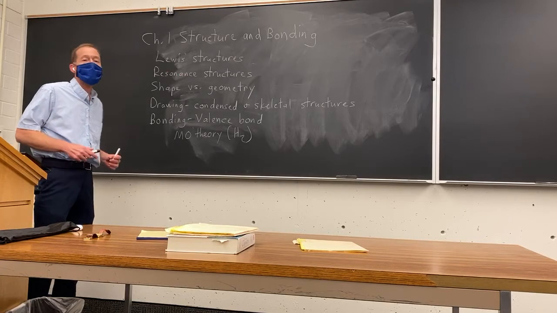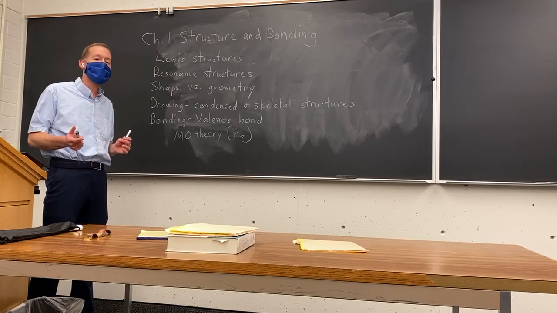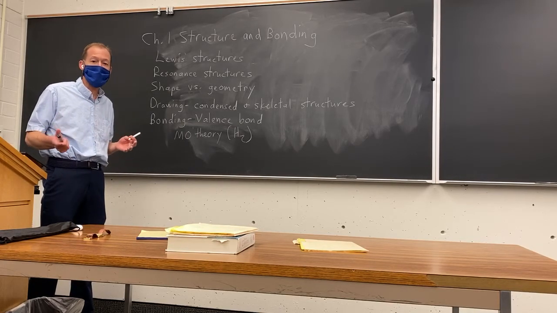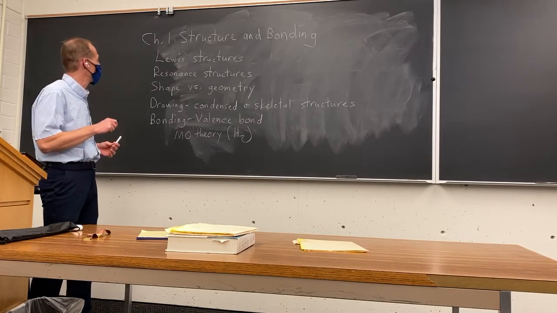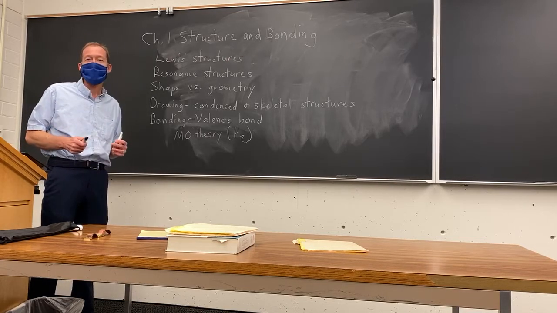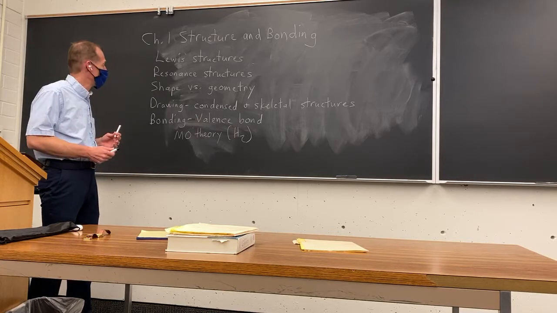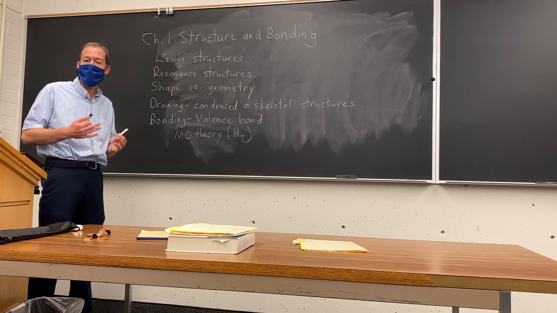Chapter 1 was entitled Structure and Bonding. This is largely a review of things you learned in general chemistry. We started out with Lewis structures. So you need to be able to draw valid Lewis structures. We built on that by then discussing resonance structures.